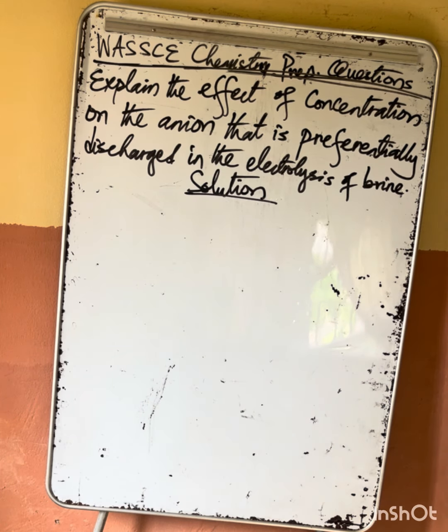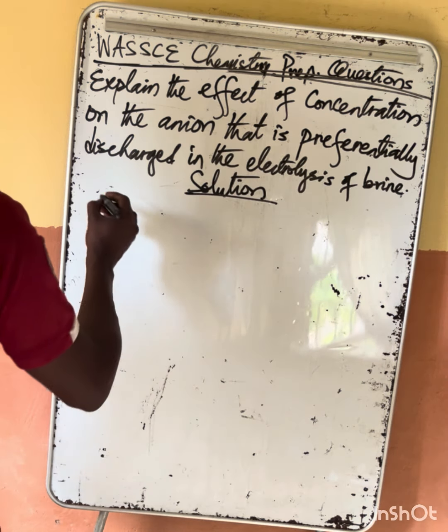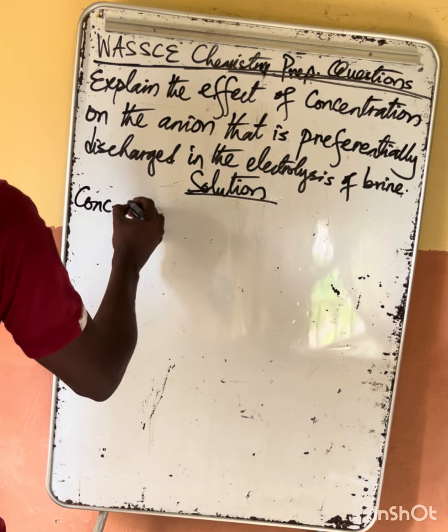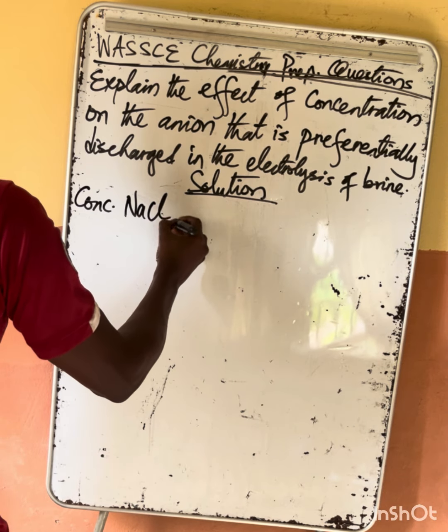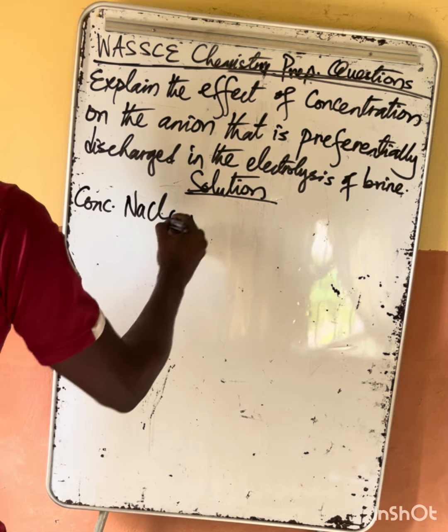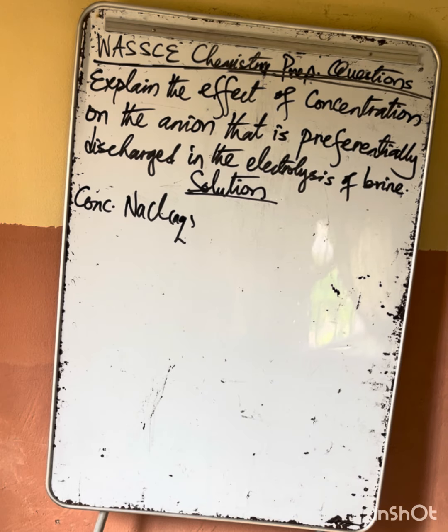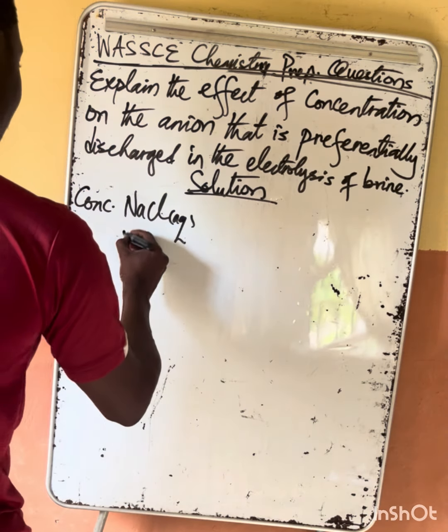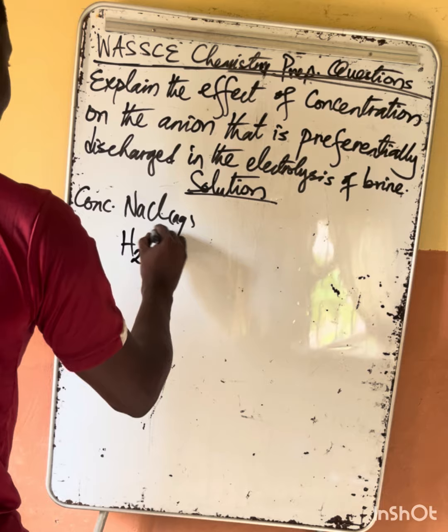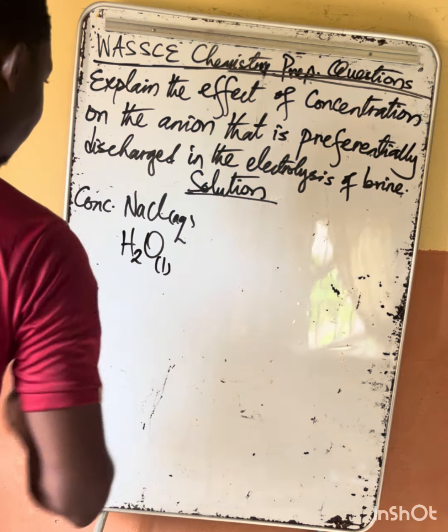So, brine being concentrated sodium chloride solution. Okay, yes, it's a solution. That's why I'm putting the state symbol aqueous. And I must tell you, whenever we have aqueous solution, it means water is present, H2O. Okay, so water is a solvent, so it is present.